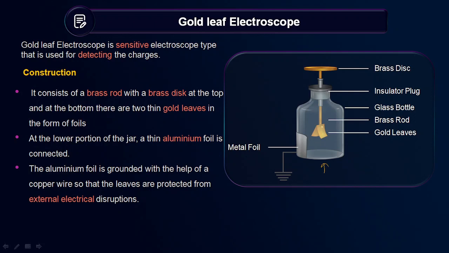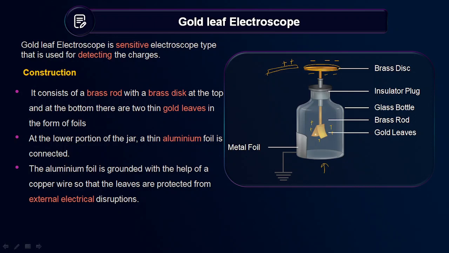So aluminum foil you can connect with one metal rod, and here now one disc you can connect. Some coin you can place. And now you bring one another charged particle near to this. Suppose initially it was neutral and we brought one plus charge. So what will happen? All minus charge will come here and plus charge will move away.